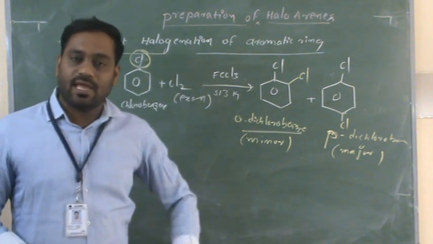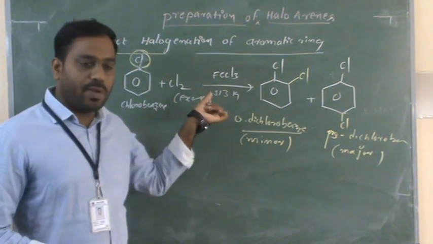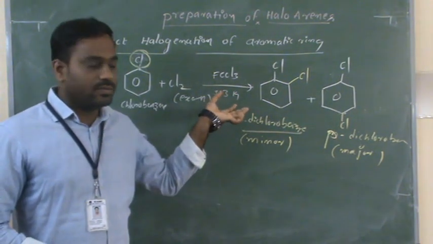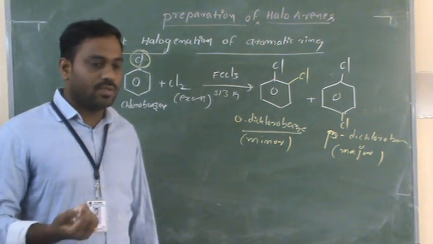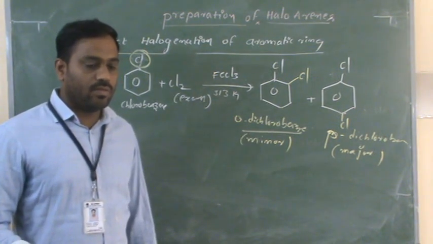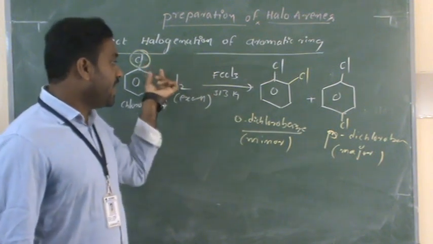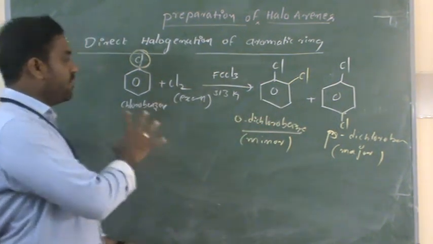Why is the major attack at the para position? Because the Cl is an OP directing group. That's why the Cl+ goes and attacks either the ortho position or the para position. This is very important.